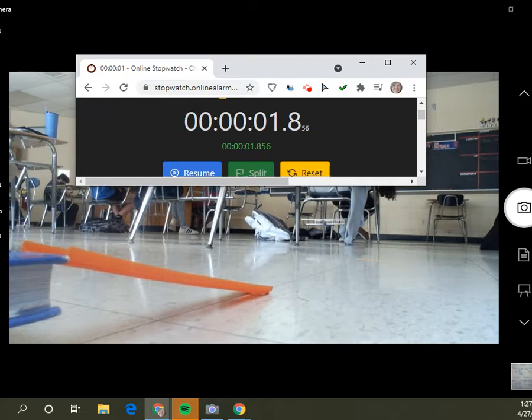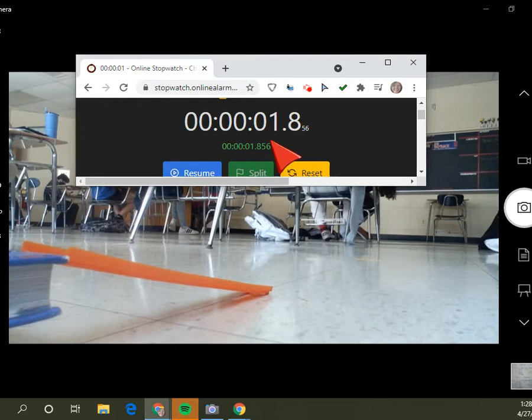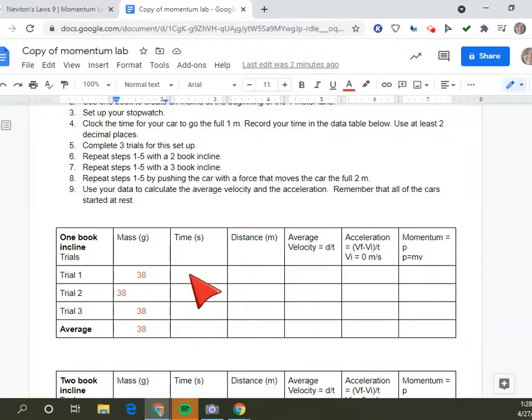We'll go back to our data table and put in 1.856 seconds. That's our first trial. And our distance was 1 meter because we stopped exactly at 1 meter. Again, we could go ahead and have distance as 1 meter every time because we're going to have the same distance.